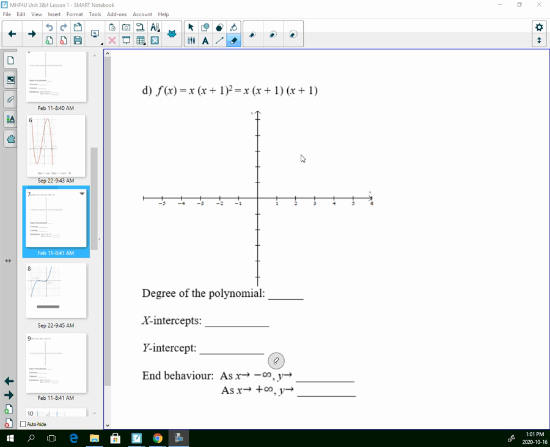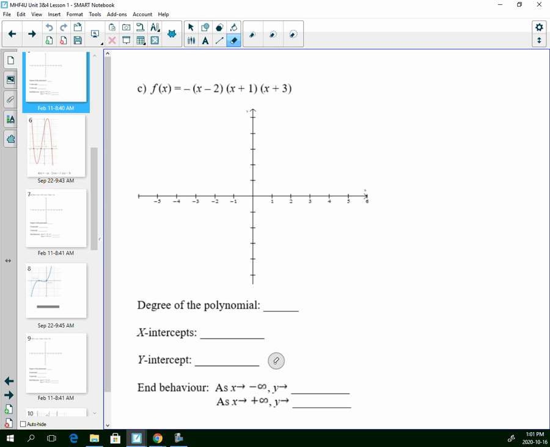Okay, so let's just go back to this one because we did this one the other day, but I don't know if we recorded it. So from here, we could tell the degree just by adding up how many x's we have. So we have 1, 2, 3 x's, it's degree 3.